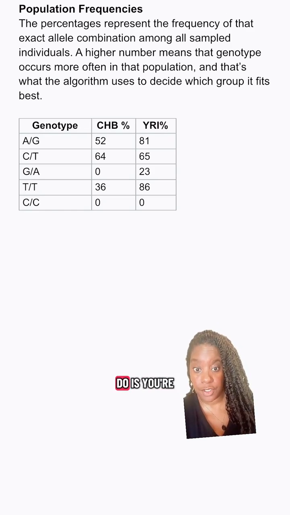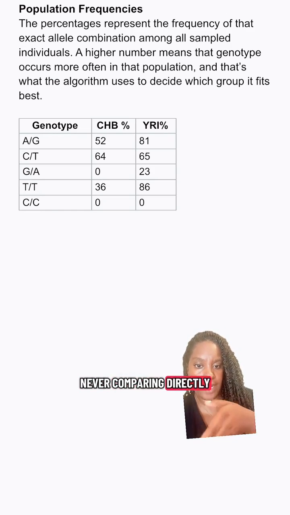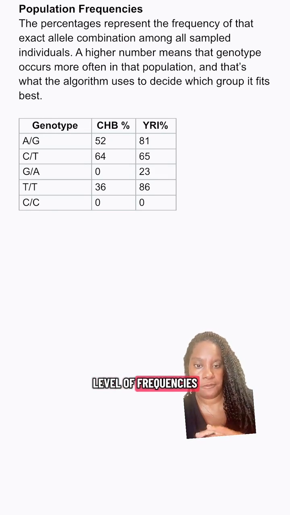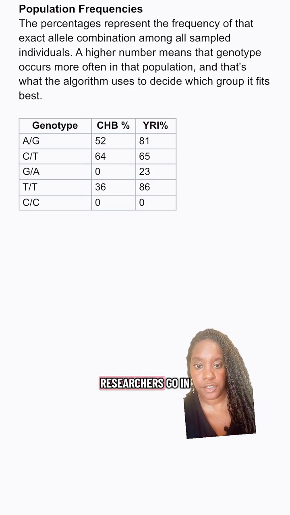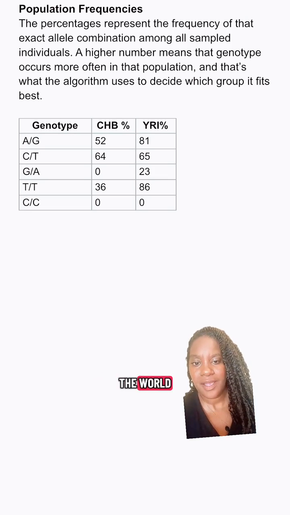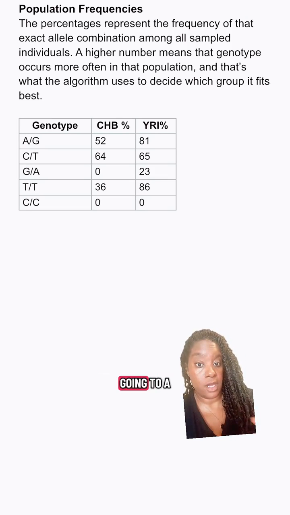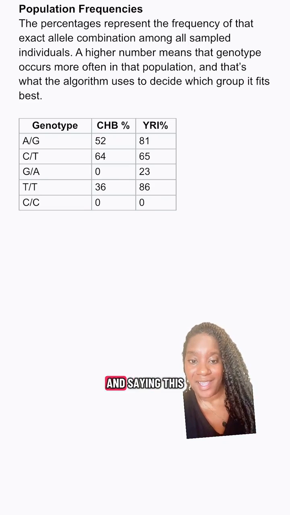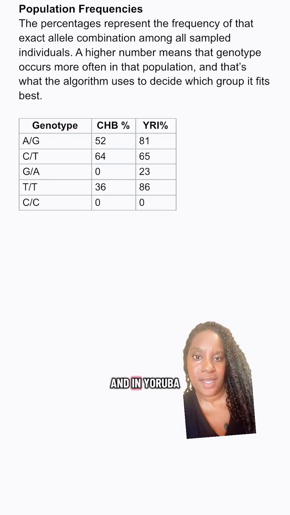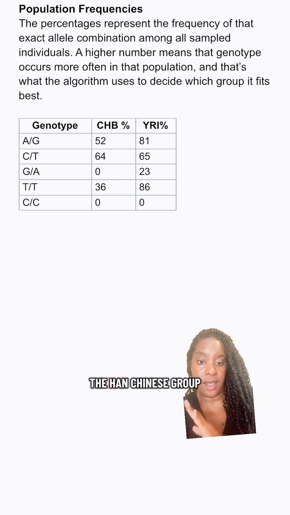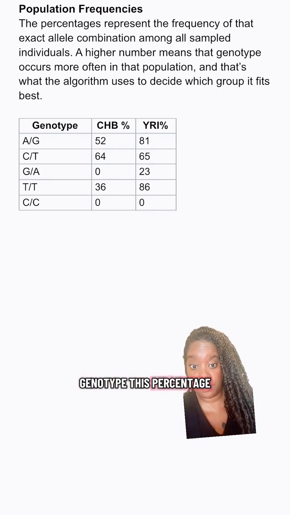What the calculators do is you're never comparing your raw DNA directly to just what's in the population. There's always this level of frequencies that are added. Essentially, the researchers go in and say, yep, it's here, because most alleles, most genotypes are present all over the world. They're saying, how often do we see it in this area of the world? That is dependent on them going to a place based on our current maps, our current boundaries, our current knowledge of people, and saying, this is the Yoruba group, and in Yoruba, we see this frequency, this percentage of the time. In China, with the Han Chinese group, we see this genotype, this percentage of the time.